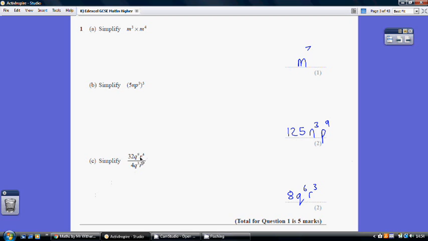Then finally the r's, we've got r to the power of 4 divided by r. Now r is r to the power of 1, so we've got r to the power of 4 divided by r to the power of 1. When we're dividing, we subtract the powers. 4 take away 1 is 3, so that's r cubed on the end. So 8 q to the power of 6 r cubed.